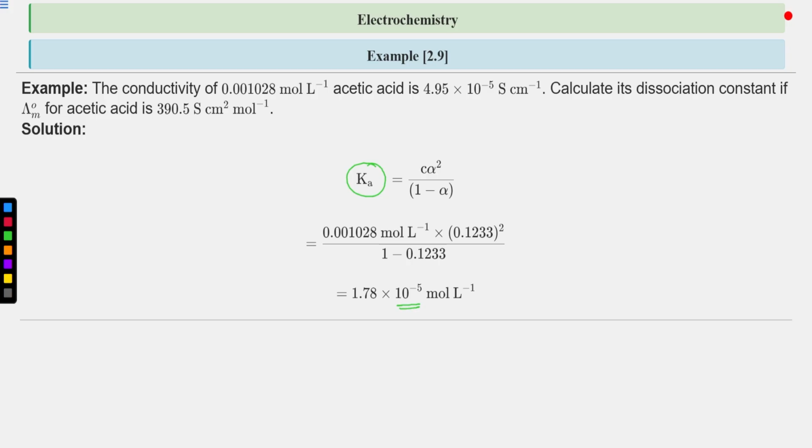So this is how you can use the different formulas you have just learned in this lecture, like for the dissociation constant, as you see in this question, the degree of dissociation, the limiting molar conductivity, the molar conductivity, and the Kohlrausch law, for the calculation and for the practice of more questions.